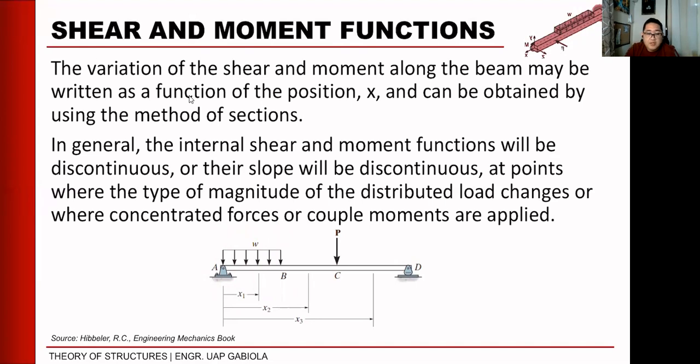Okay? So in general, the internal shear and moment functions will be discontinuous or their slope will be discontinuous at points where the type or magnitude of the distributed load changes, okay? Or where the concentrated forces or couple moments are applied, okay? So, basta may change in loading, dapat mag-cut tayo ng segment nun, okay? So dito, yung representative natin na point A, B, C, D, so yung in between na nilagyan natin ng mga cut, okay?